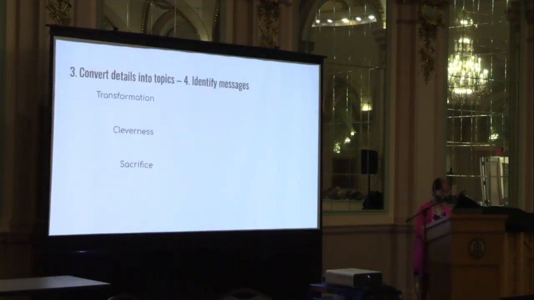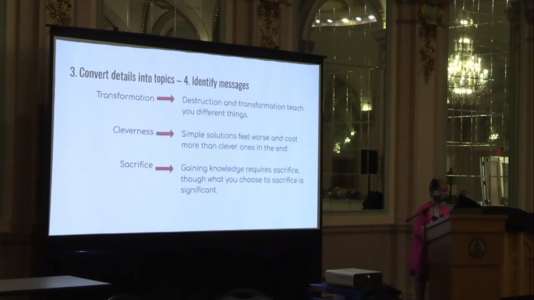Some of the recurring puzzle topics are transformation, cleverness, and sacrifice. There's a lot, actually, but I'm only selecting these three. And here are some messages that can be extrapolated from these topics. Destruction and transformation teach you different things, for example.